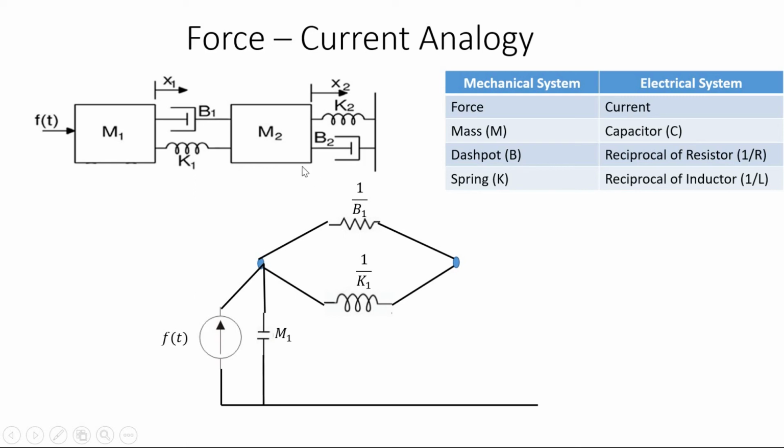So this is over. Next, this one. The common elements are these, and the other terms are M2, K2 and B2. So M2 will be a capacitor with the same value. Then B2 will be a resistor having the reciprocal value, 1 by B2, and the spring will be an inductor, 1 by K2. So this is the force-current analogy of the given mechanical system.